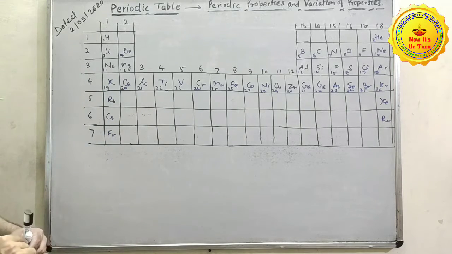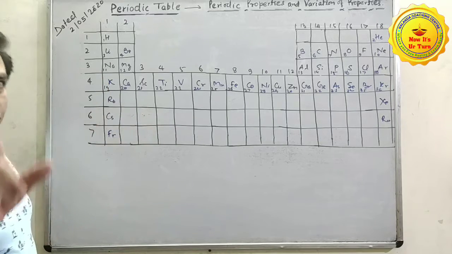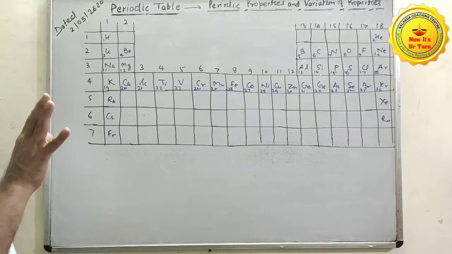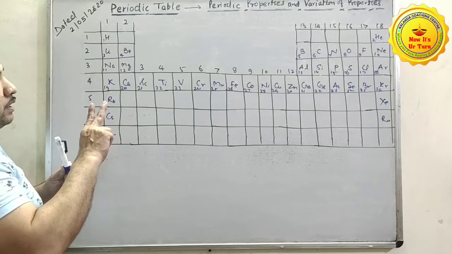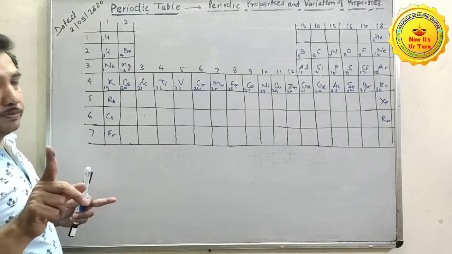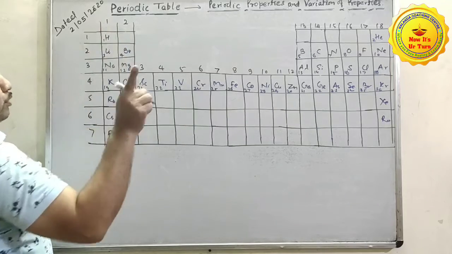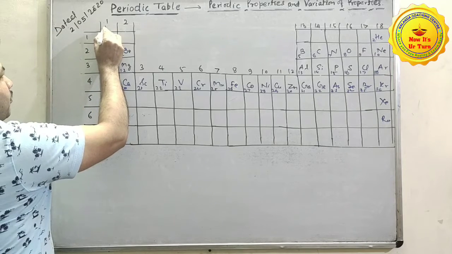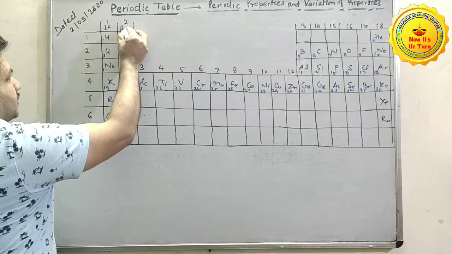Clear? Here the criteria of the periodic table, this one is based on increasing order of atomic numbers. Clear? Here this one is change in Mendeleev's periodic table. According to Mendeleev's periodic table, this one is first A. Clear? This one is second A.